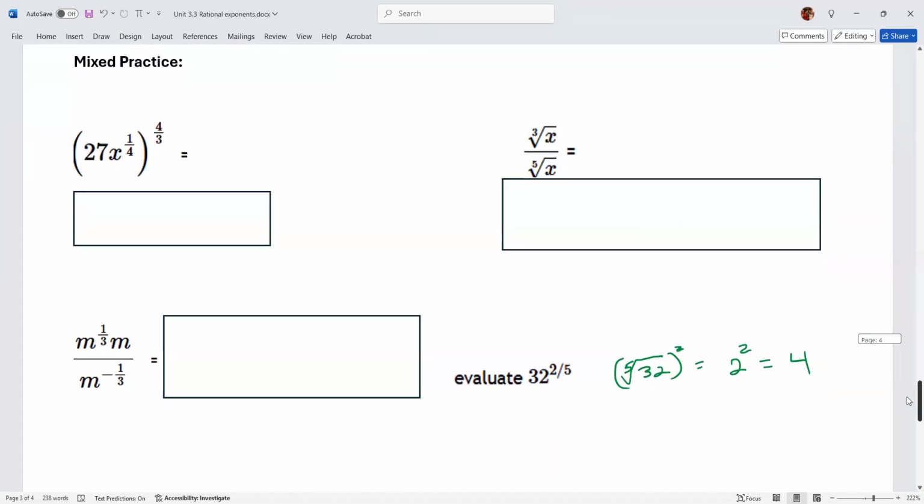Here's some mixed practice. Just remember on this first one that the 4/3 goes to the 27 and it goes to the x. So the cube root of 27 to the 4th power written here. So the cube root of 27 is 3. 3 to the 4th power is 81. And then when you multiply those exponents, you get 4/12, which reduces to 1/3.